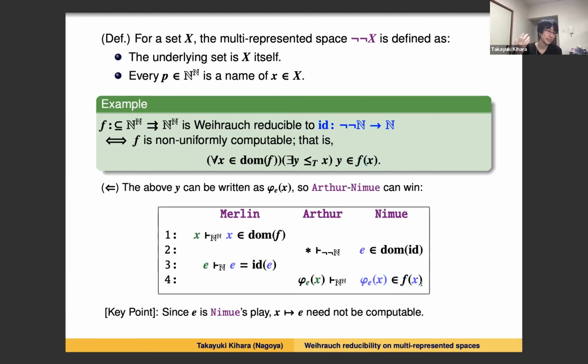So this is a procedure for reducing f to the double negation elimination of the natural numbers. One point to make is that since Nime's play does not require computability, the procedure to give E from X need not be computable. This is a reason for the non-uniformity. Okay, so this is an example of reduction on multi-represented spaces.